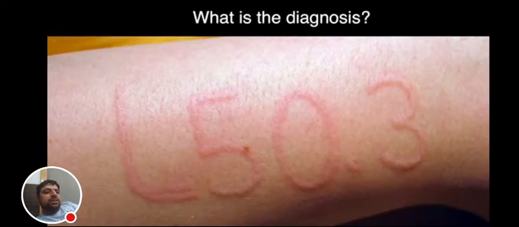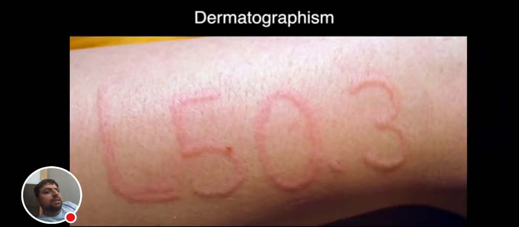What is this diagnosis? What is the diagnosis? This image shows what? This is a case of dermatographism. Dermatographism. This is a case of dermatographism. Okay. What is the diagnosis? Even I shared on WhatsApp group this image and asked. So try to answer in a comment box.